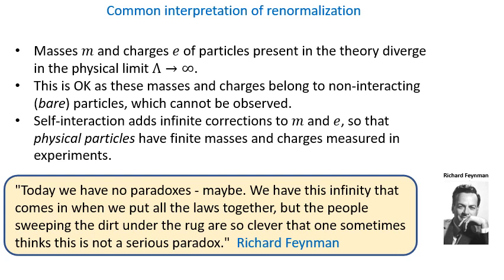These explanations may sound plausible, and the common consensus is that all divergent problems in QFT have been happily resolved. However, Richard Feynman, who was the primary architect of the renormalization program, often sounded skeptical about its achievements. Here is one quote. "Today, we have no paradoxes, maybe. We have this infinity that comes in when we put all the laws together. But the people sweeping the dirt under the rug are so clever that one sometimes thinks this is not a serious paradox."